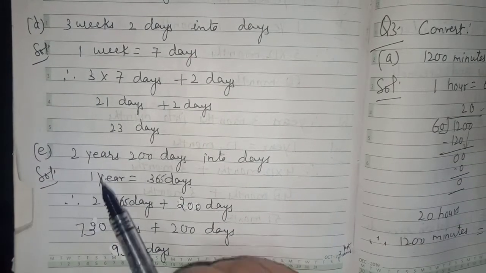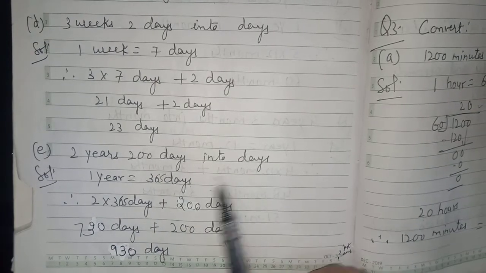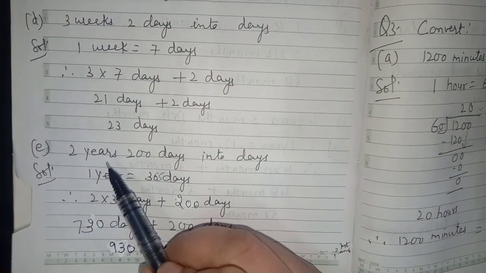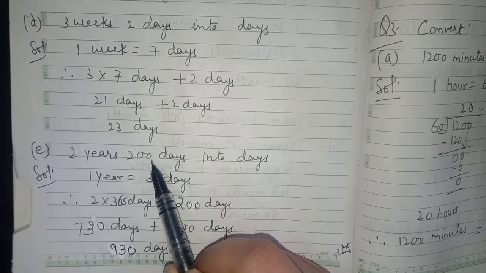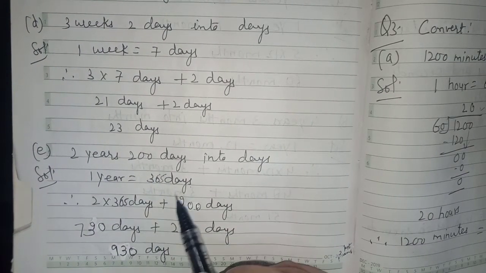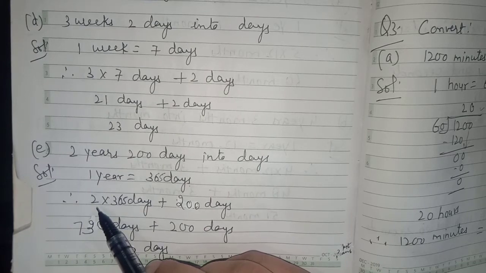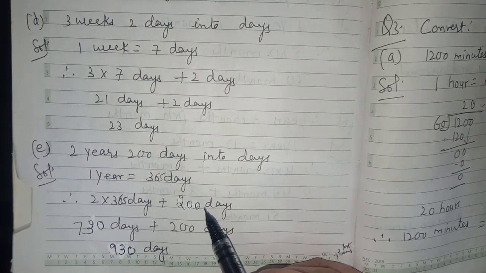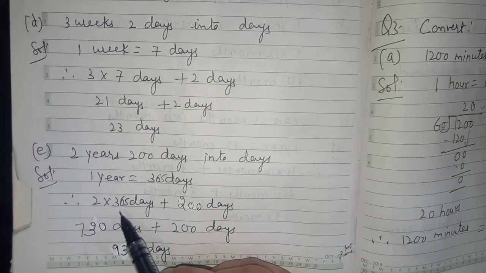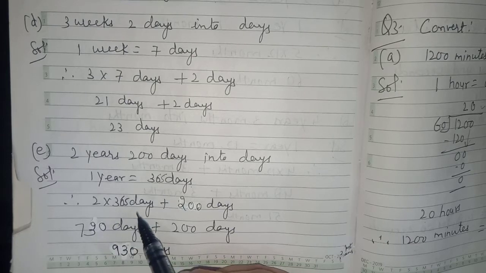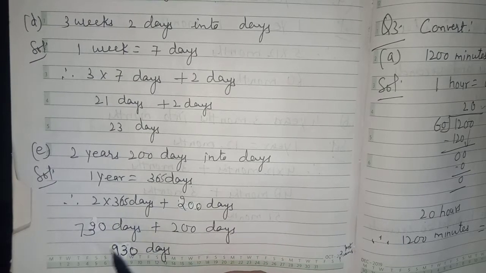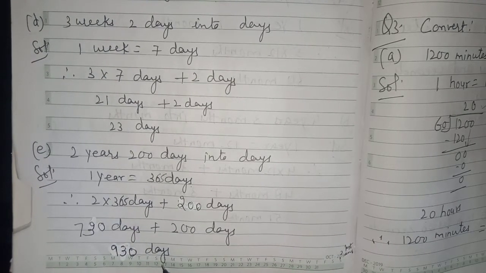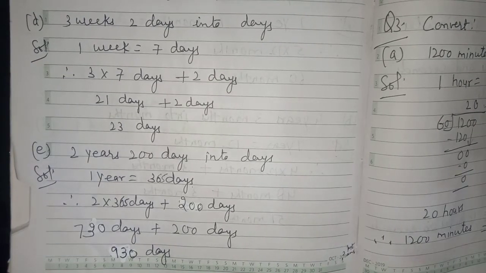Next is part E. 2 years, 200 days into days. Here we have to convert these years into days. So first of all we will convert this 2 years into days and then we will add this 200 days to it. So 1 year is equal to 365 days. So we have to multiply this 2 by 365 so that we can convert it into days, plus we have to add this 200 days to it. So after multiplication, that is 2 into 365, we will get 730 days plus this 200 days. So after addition our final answer will be 930 days.